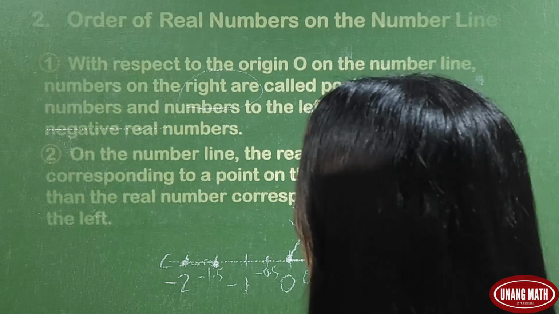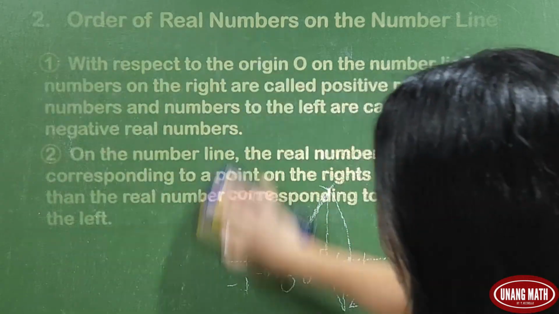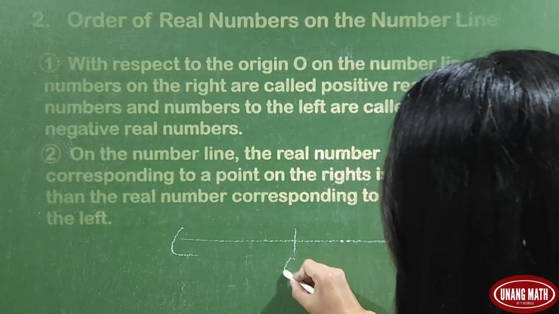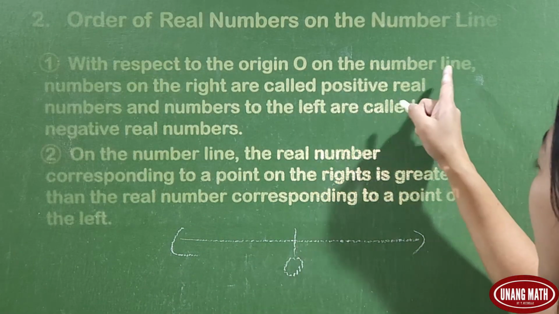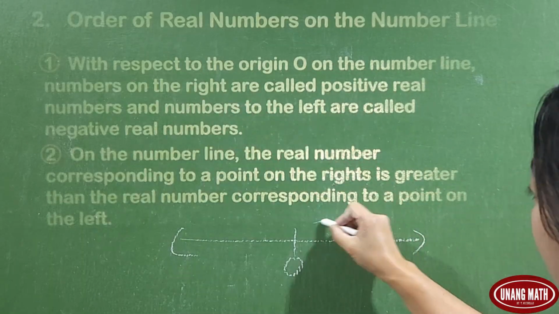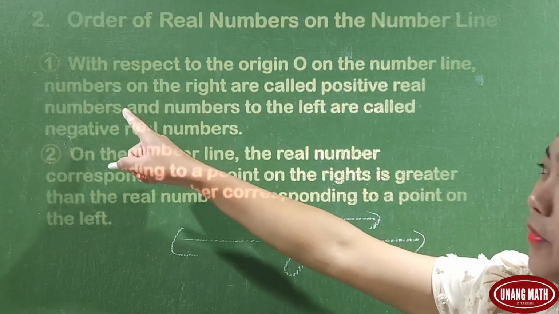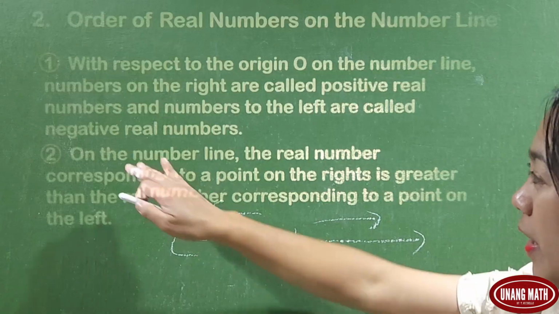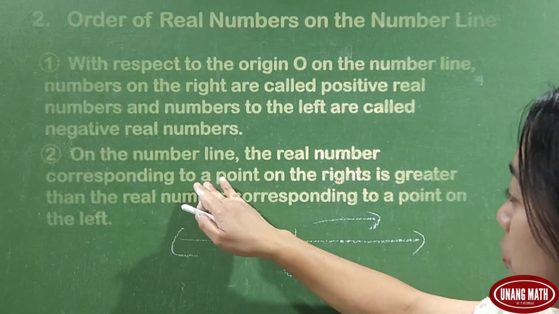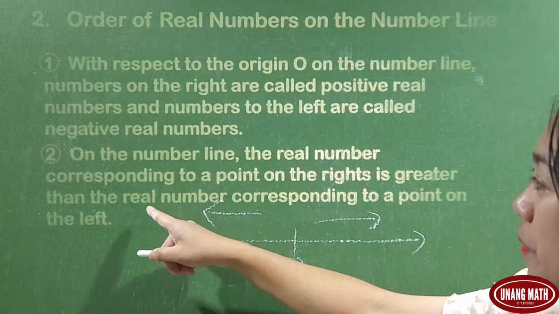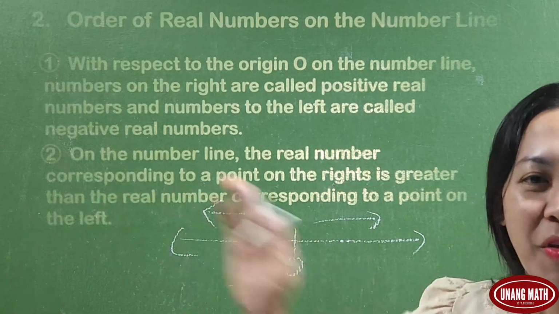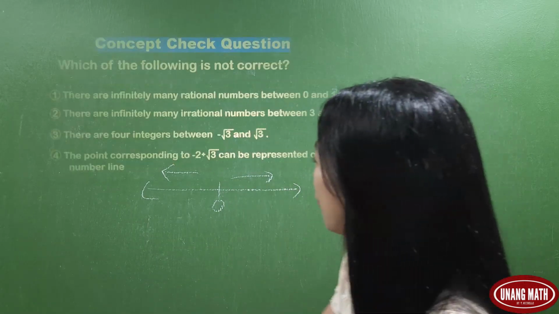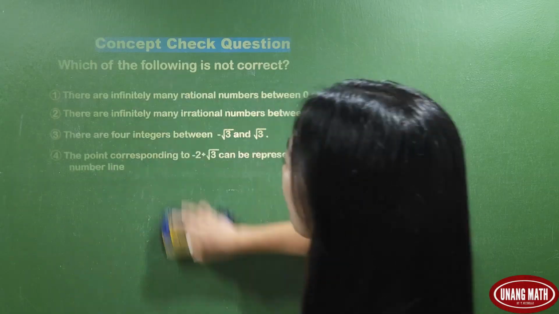How about the order of real numbers on the number line? If this is the number line, this is the origin. With respect to the origin, numbers on the right are called positive real numbers, and the numbers to the left are called negative real numbers. And on the number line, the real number corresponding to a point on the right is greater than the real number corresponding to a point on the left. Now we will be using these concepts to answer this concept check question.